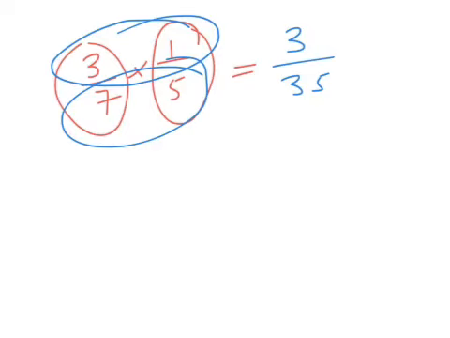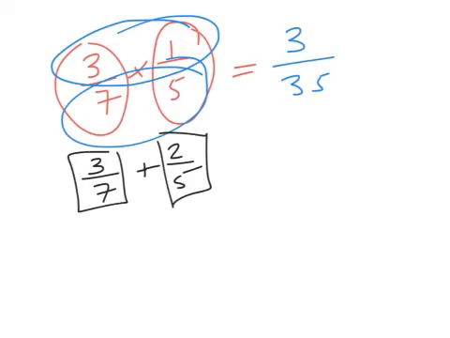It's a little bit more complicated when you're adding or subtracting. So let's say you had 3 over 7 plus 2 over 5. Maybe this was R1 and this was R2.